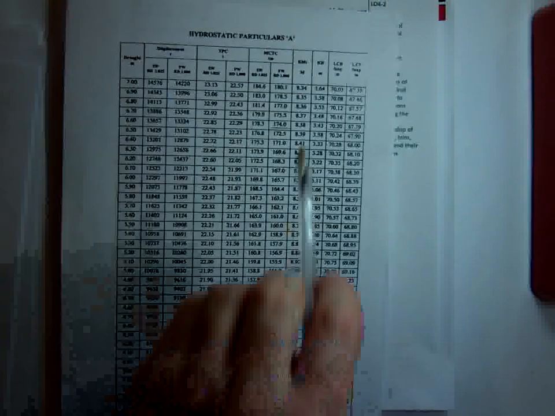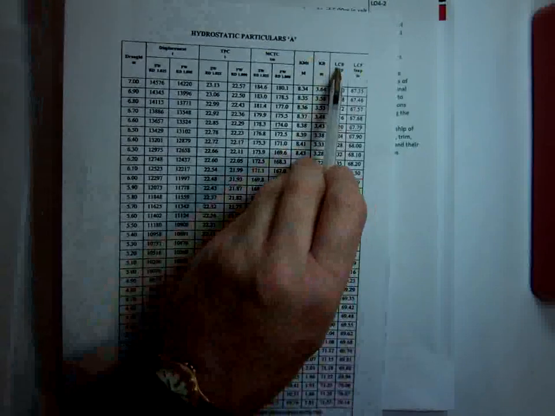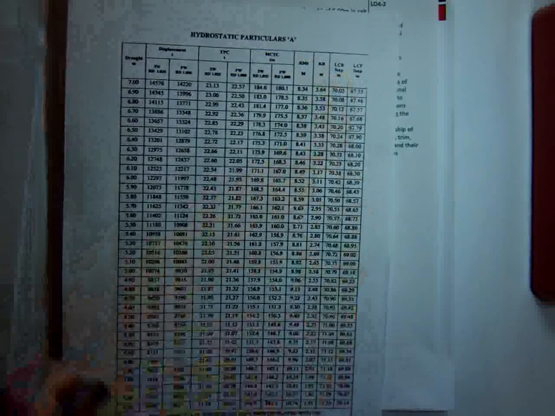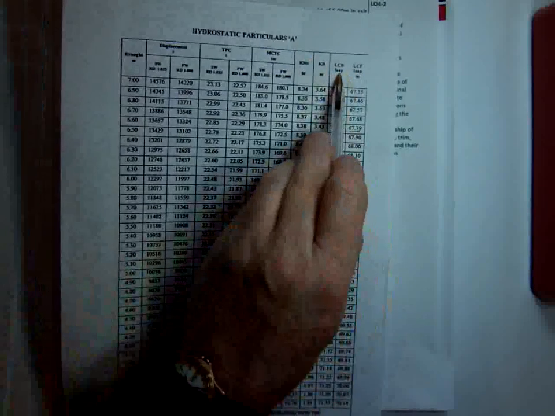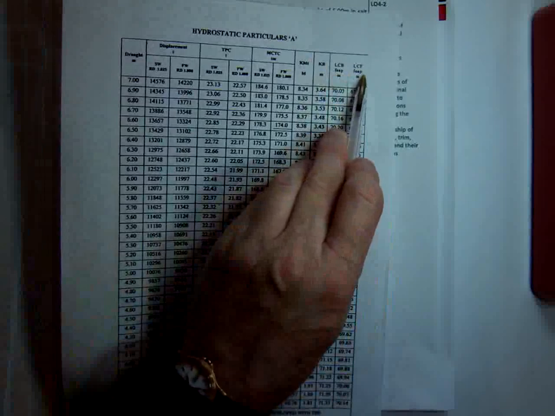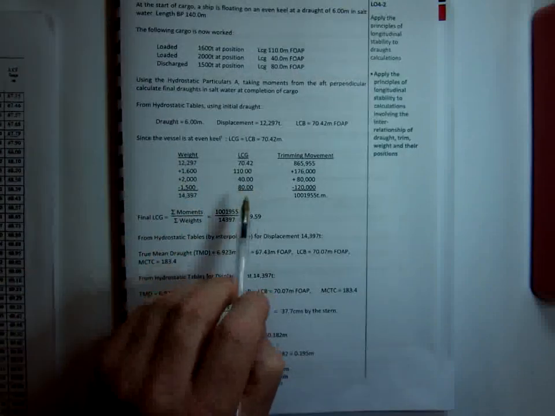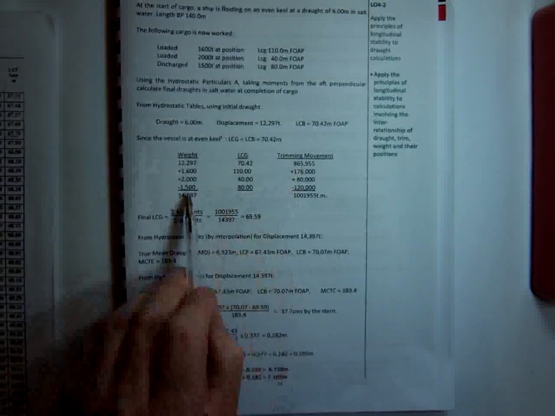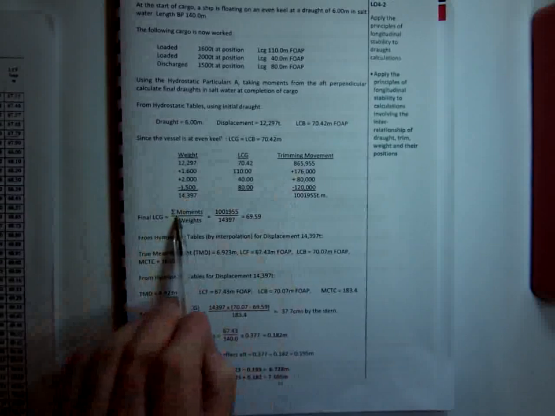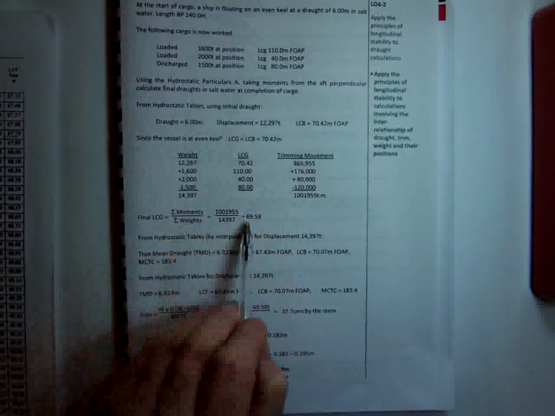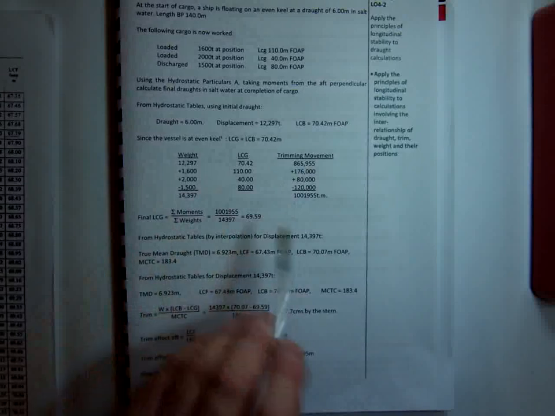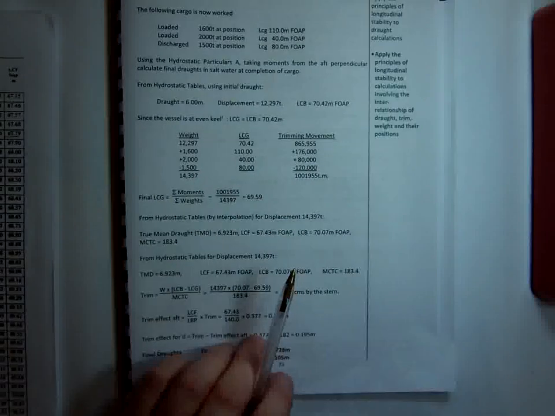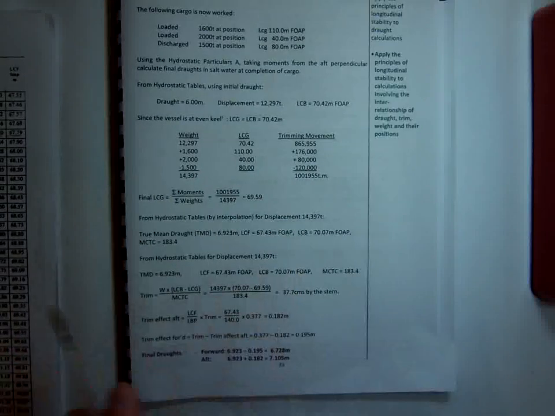So everything is FOAP, forward of the after perpendicular. And on the tables it's got LCB, LCF, longitudinal centre, longitudinal centre. Again, they are measured, as it says there, forward of the after perpendicular, FOAP. So just like when you got your KG of the vessel, we add all the moments together or subtract them if we've discharged. The final LCG is total moments over total weight, and we've got an LCG in this instance of 69.59.